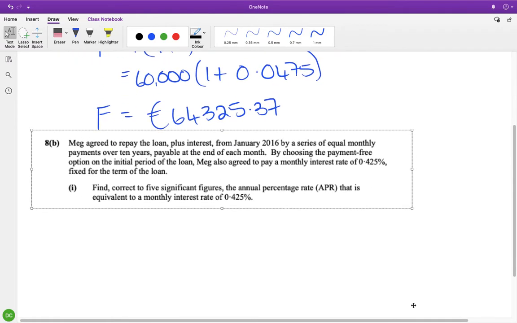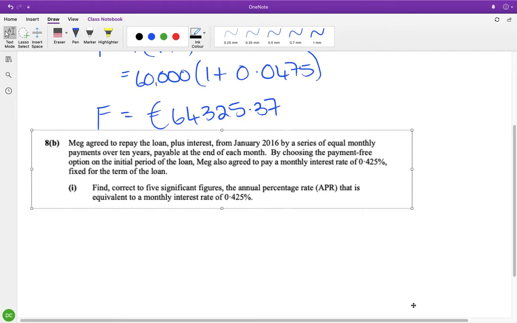Okay, so Meg agreed to repay the loan. Sorry, I'm just looking at my sheets here. Meg agreed to repay the loan plus interest from January 2016 by a series of equal monthly payments over 10 years, payable at the end of each month. By choosing a payment-free option on the initial period of the loan, Meg also agreed to pay a monthly interest rate of 0.425% fixed for the term of the loan.